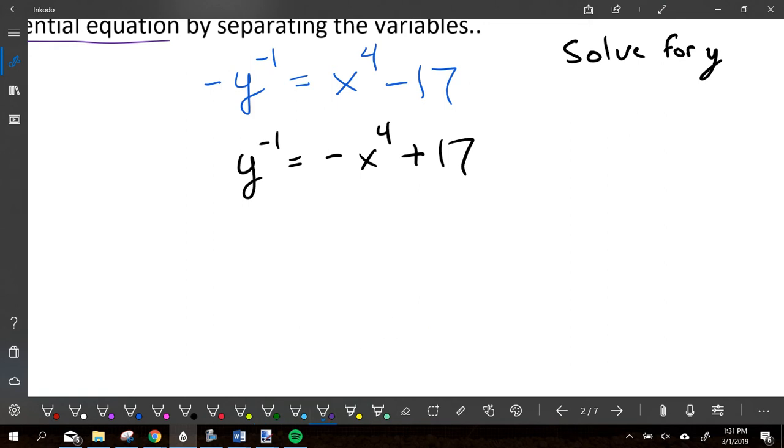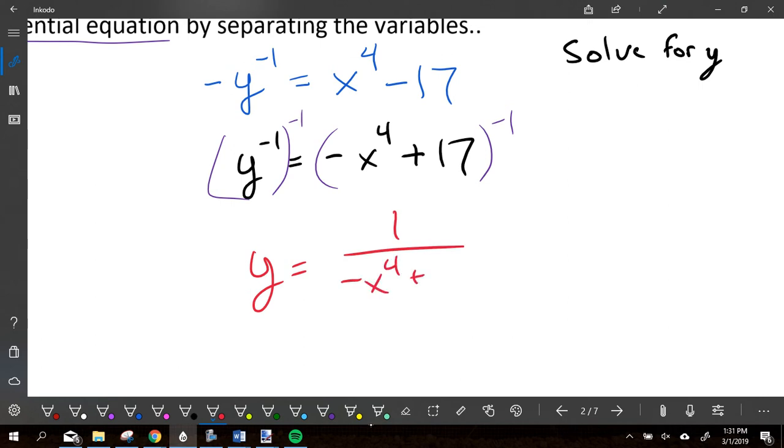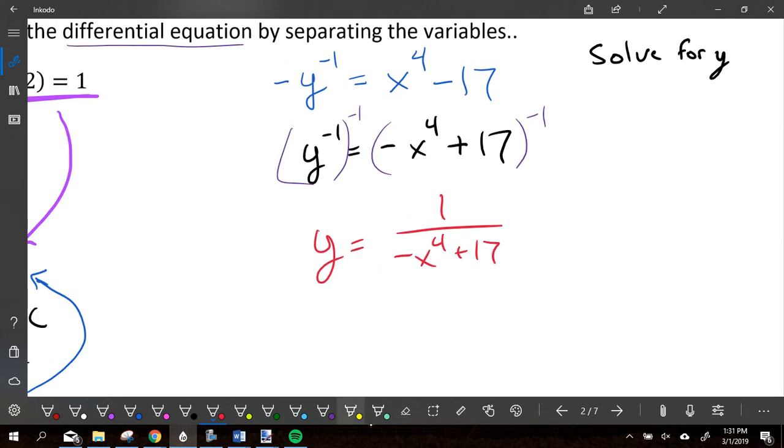I want to take the reciprocal of both sides. Really, to get rid of the -1, I would raise both sides to the -1 power. That is getting rid of a -1 because y to the -1 to the -1 is just y. And if I'm taking the whole side to the -1 power, it's 1 over -x to the 4th plus 17. That's it. That gave me my points.